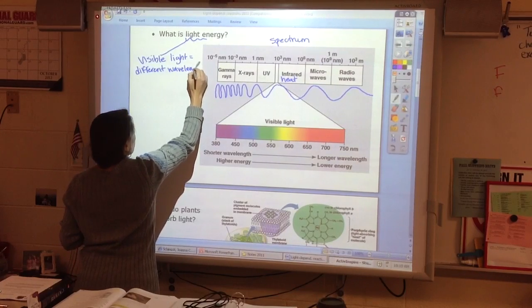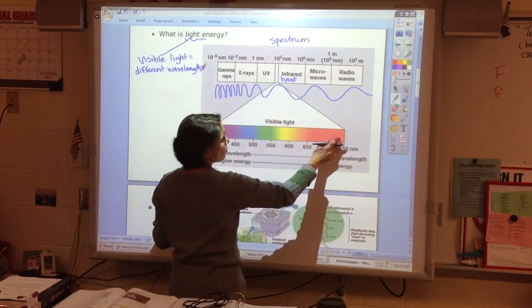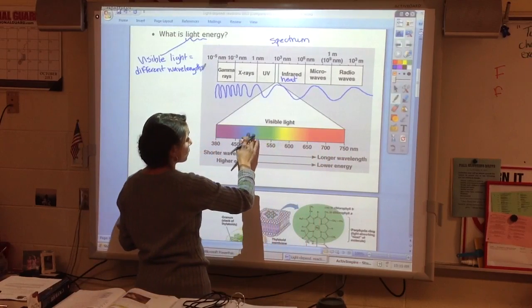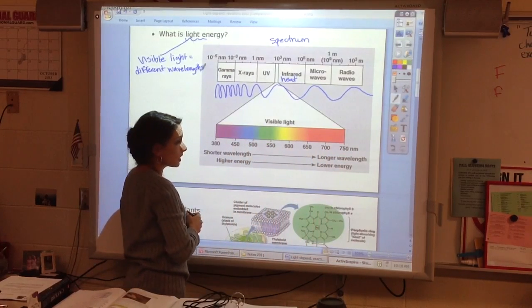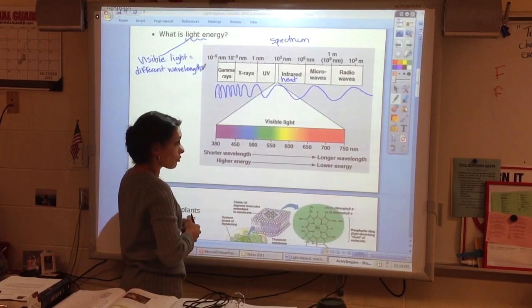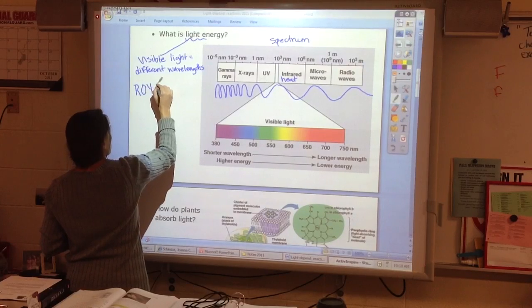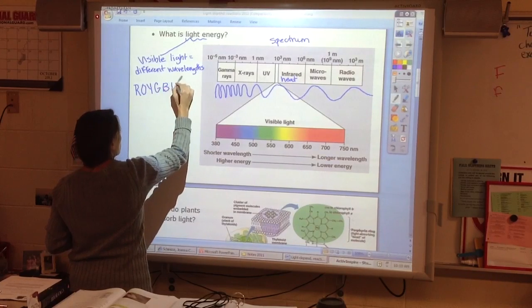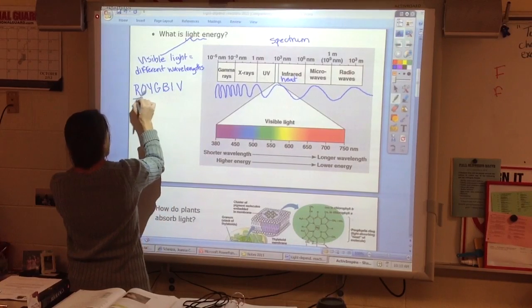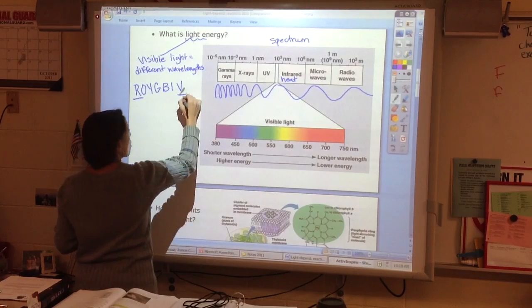And that's where ROY G. BIV comes from. Red, orange, yellow, green, blue, indigo, violet. I kind of wish this were turned around because we all remember it, ROY G. BIV. But what we'll have to do is just remember that red and violet. Here's how I remember which one is which.